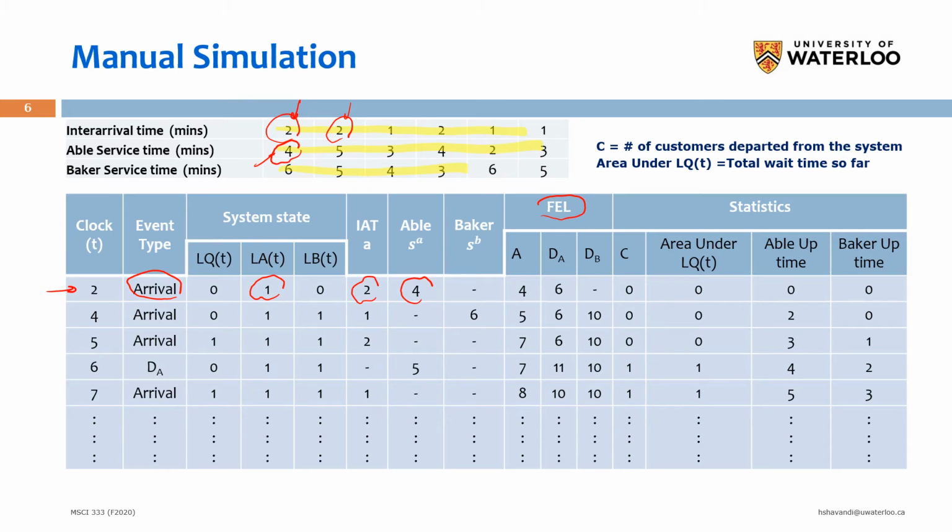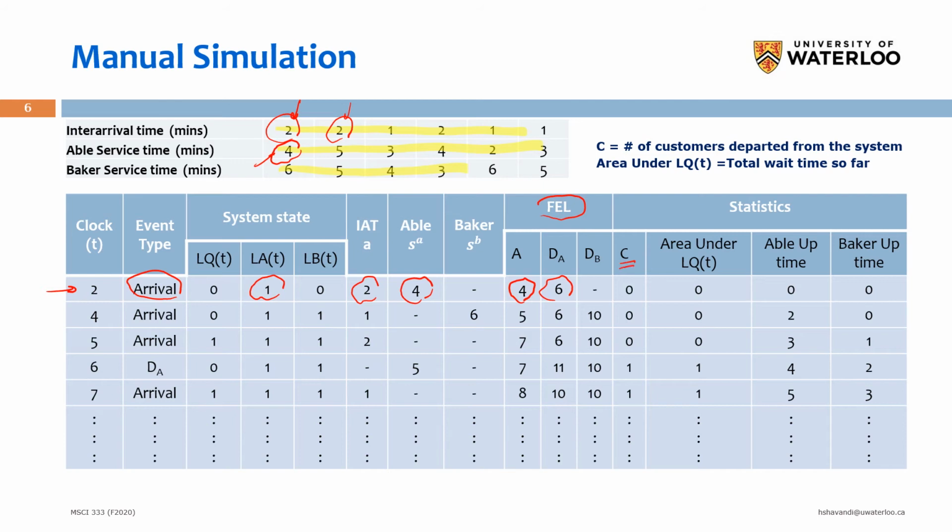So the next arrival will be at time 4. The current time is 2, the interval time is 2, so 2 plus 2 will be 4. The next arrival will be at time 4. Current time is 2. Service time for this customer is 4. So 2 plus 4 will be 6. The departure event of this customer. And here we have the statistics.